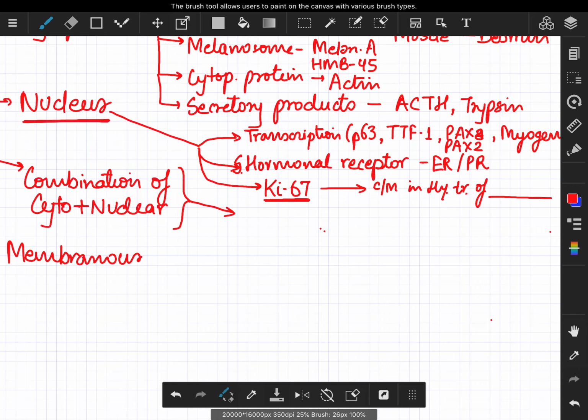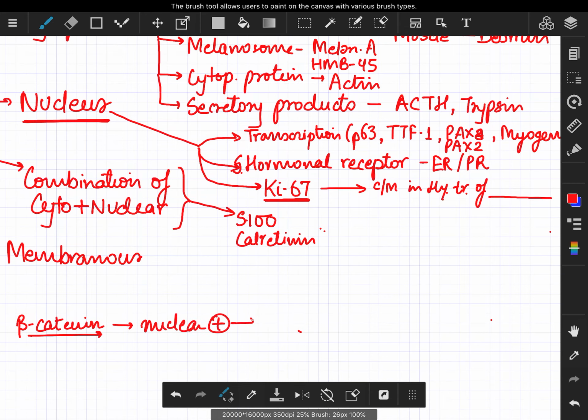The combination of cytoplasmic and nuclear positivity is seen in S100, calretinin, and there is one peculiar thing about beta catenin. Beta catenin usually shows cytoplasmic positivity. It is its conversion to nuclear positivity that is associated with APC, adenomatous polyposis coli, and other disorders which include this mechanism.